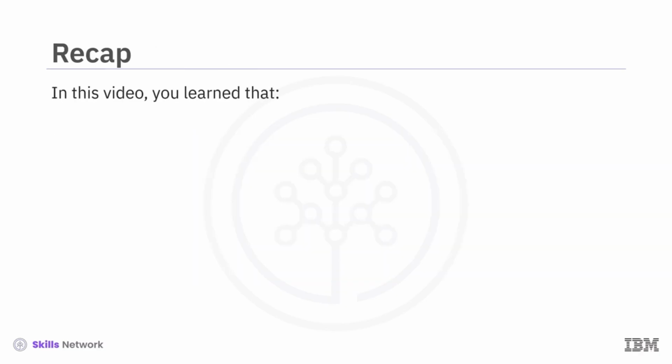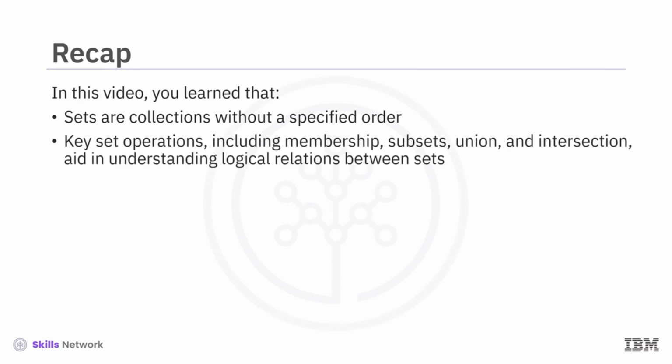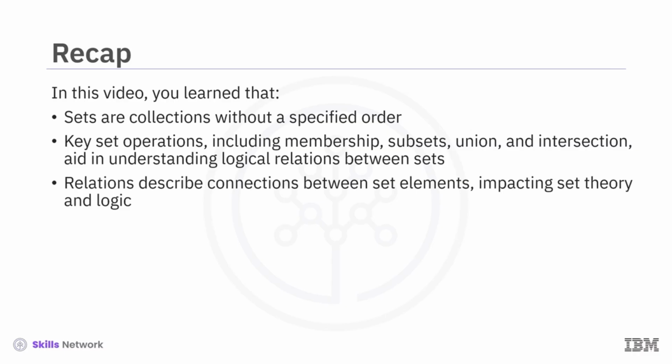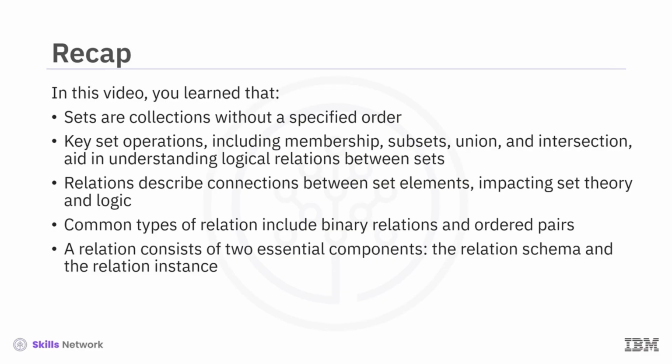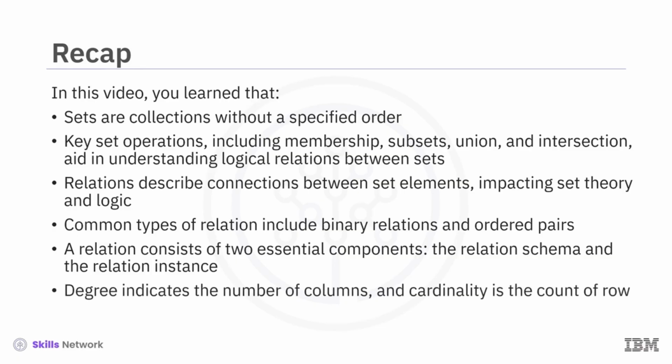In this video, you learn that sets are collections without a specified order. Key set operations including membership, subsets, union, and intersection aid in understanding logical relations between sets. Relations describe connections between set elements, impacting set theory and logic. Common types of relation include binary relations and ordered pairs. A relation consists of two essential components, the relation schema and the relation instance. Degree indicates the number of columns, and cardinality is the count of rows.